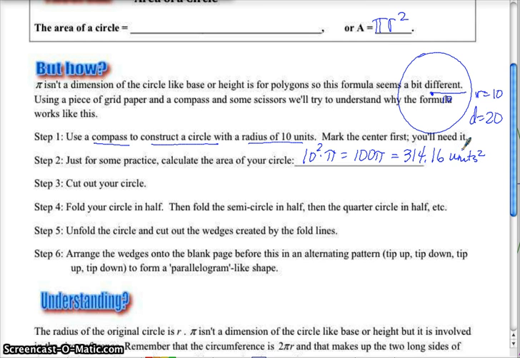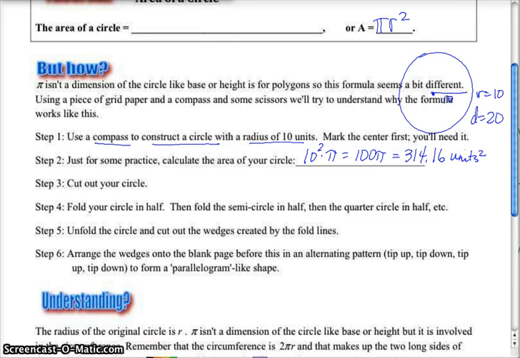So go ahead and cut out your circle. Fold your circle in half. When you fold your circle in half, you're going to get a folded line, and it's going to be a semicircle. Then fold that in half so it looks like a quarter circle, and then fold that in half so you're going to get marks here. Then you keep folding it in half until you get, I don't know, 16 different sections of your circle.